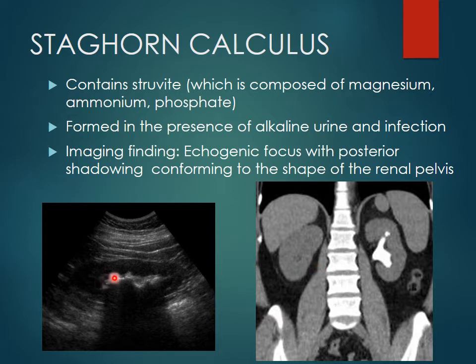On imaging, Staghorn calculus would appear as an echogenic focus by ultrasound with marked posterior shadowing, and this would be noted to conform to the shape of the renal pelvis. On CT scan, Staghorn calculus would appear as a high attenuation focus that conforms to the renal pelvis, as pointed out by the red arrow in the left kidney.